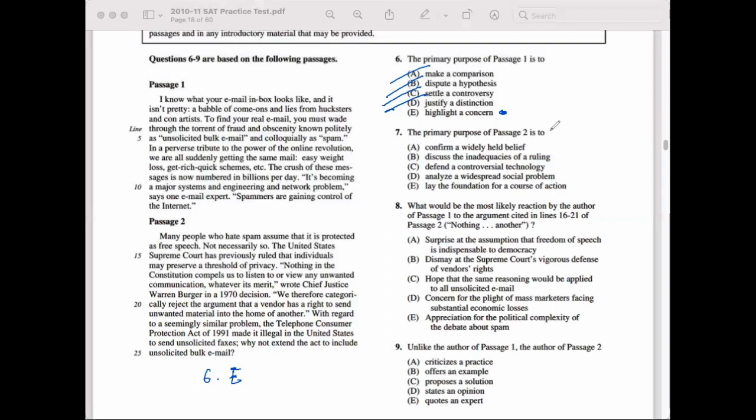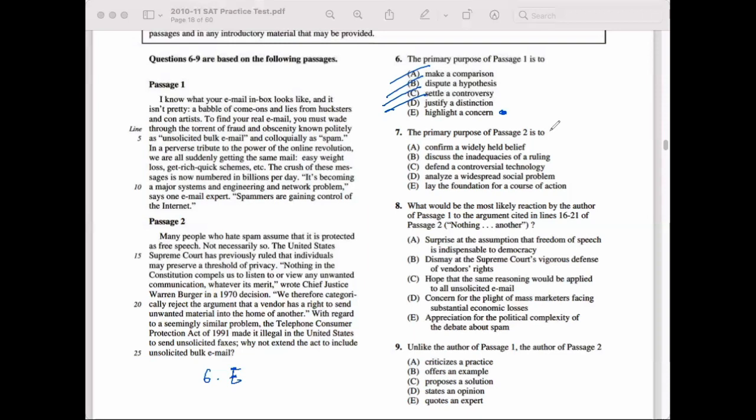Okay, let's read the second passage for question 7. Many people who hate spam assume that it is protected as free speech, not necessarily so. The United States Supreme Court has previously ruled that individuals may preserve a threshold of privacy. "Nothing in the Constitution compels us to listen to or view any unwanted communication, whatever its merit," wrote Chief Justice Warren Burger in a 1970 decision.